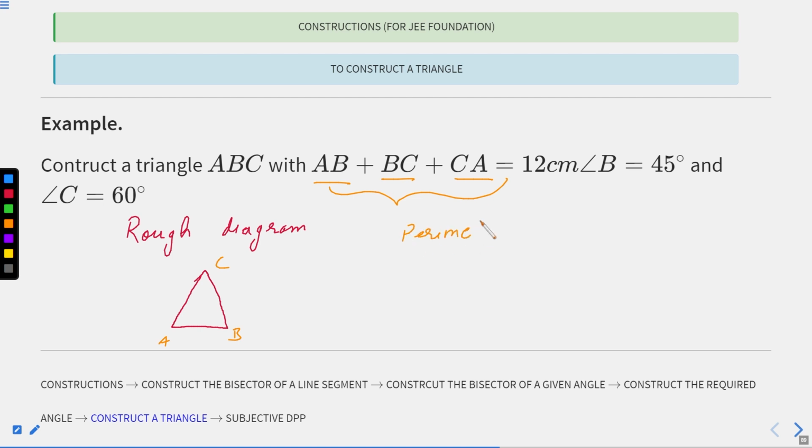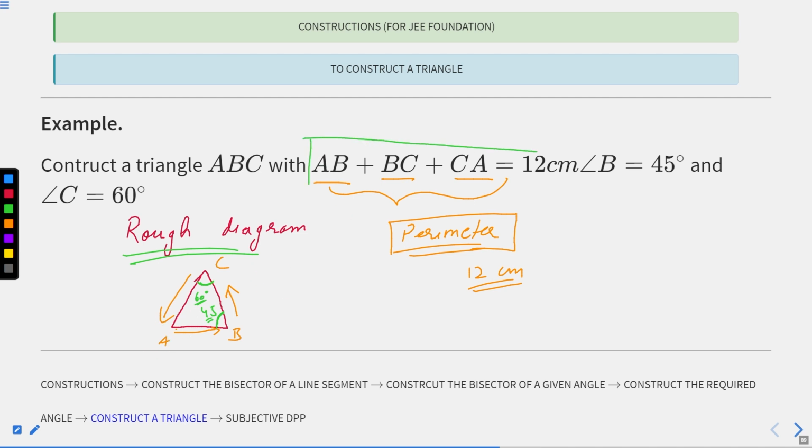Perimeter means the total length of the boundary of any shape. Here the shape is a triangle, so the boundary is AB, BC and CA. So this is our perimeter, which is given to us as 12 centimeters, and this angle B is 45 degrees and angle C is 60 degrees. I hope this is clear. The rough diagram of how the construction will look is like this, with these conditions satisfied. Let's move on to the steps.